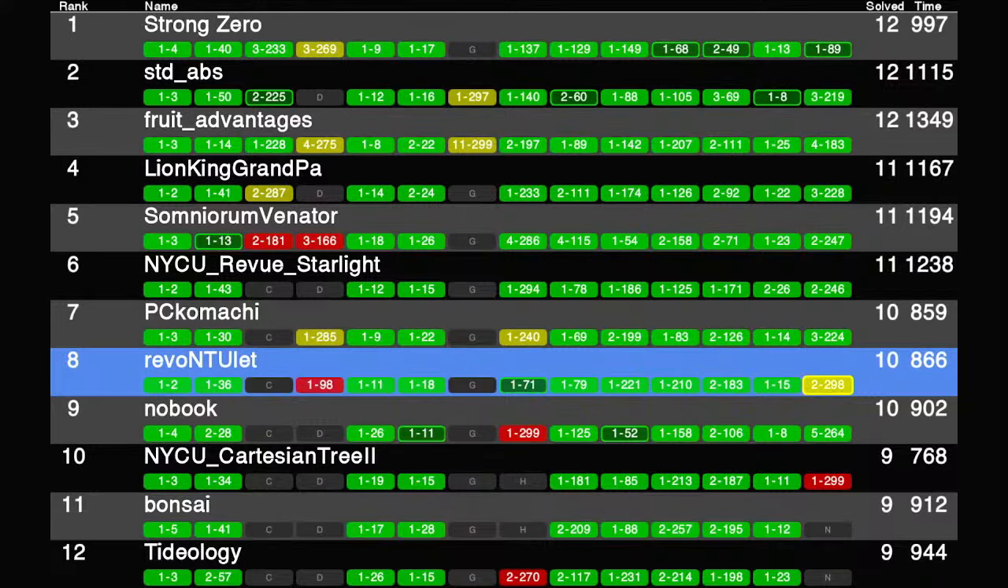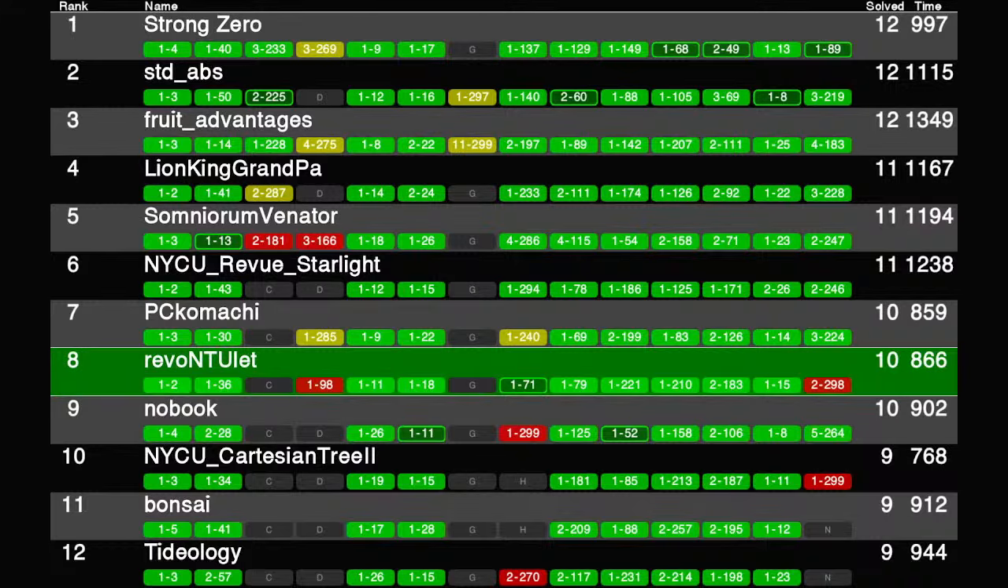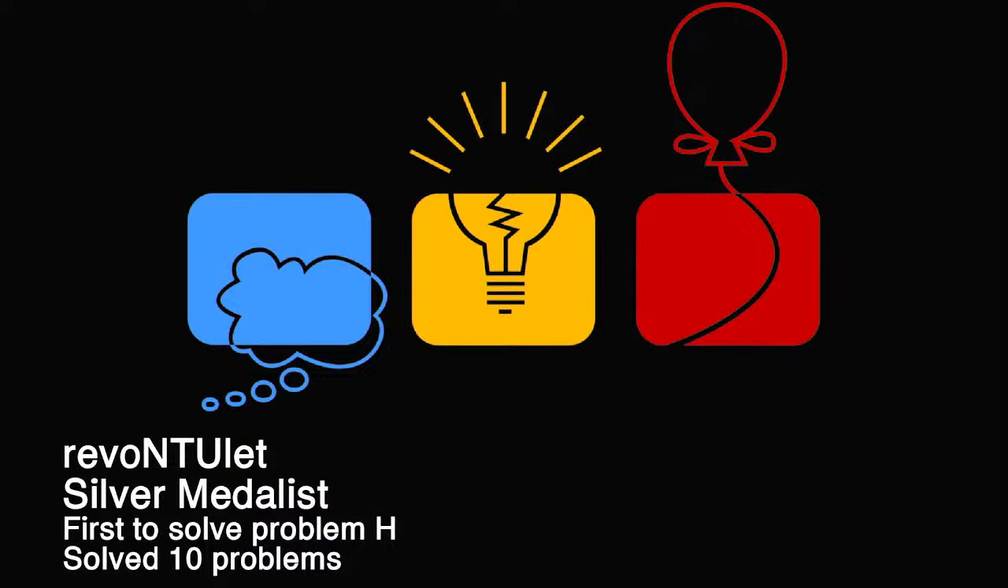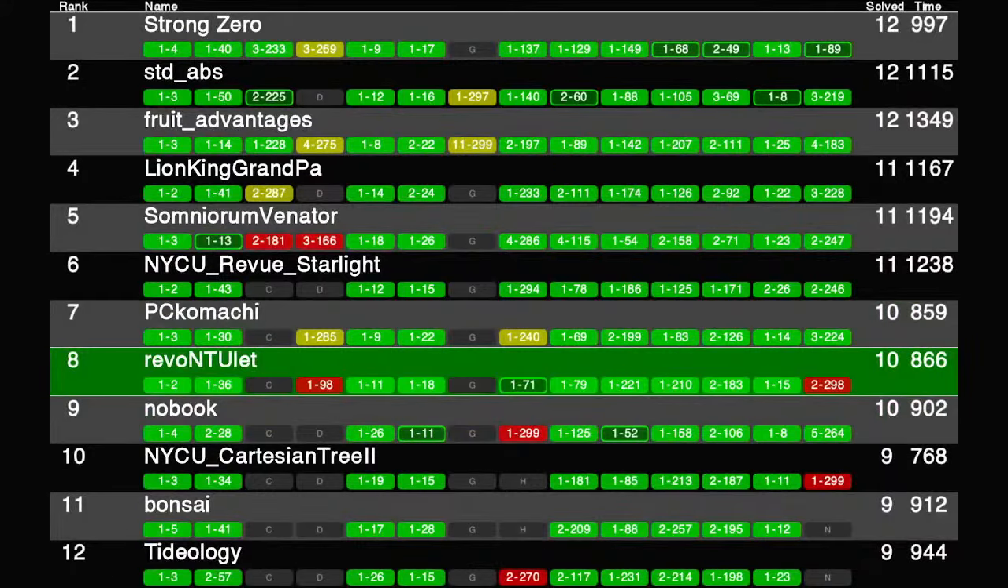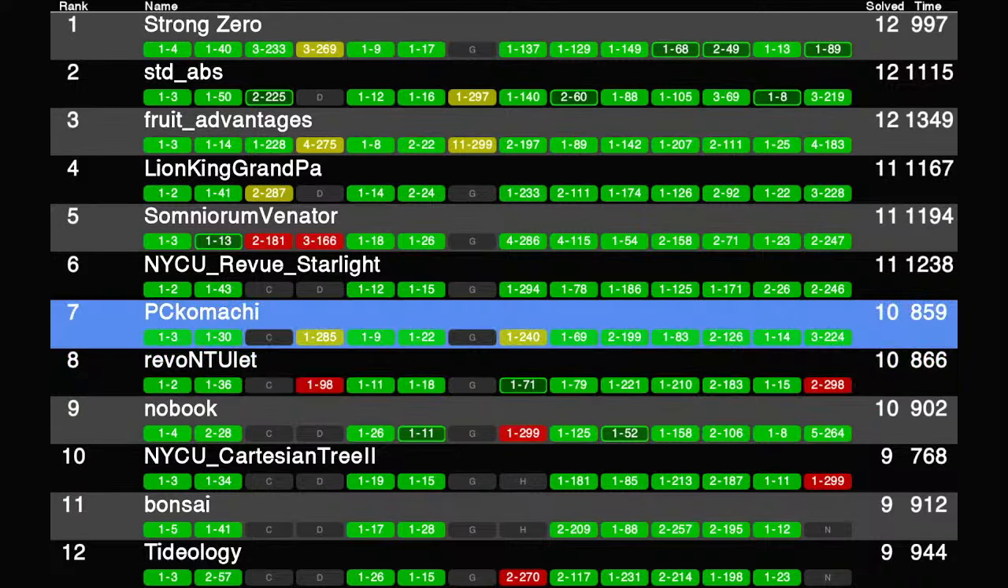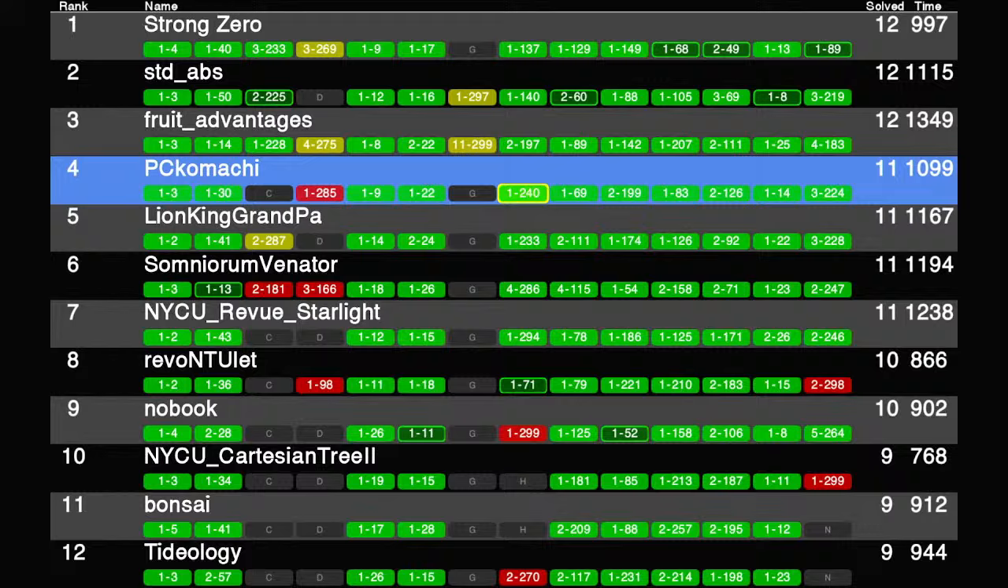They have 1 submission on problem N. That one is a no. Yeah, they were the first ones to solve problem H. And now we are at the team PC community from National Taiwan University. First one on problem D, that one is a no. Another one on problem H, that one is a yes.